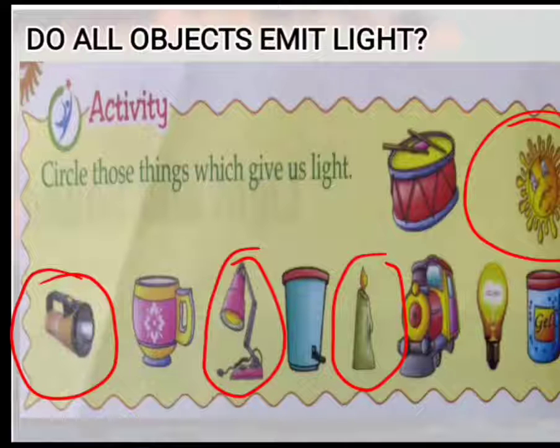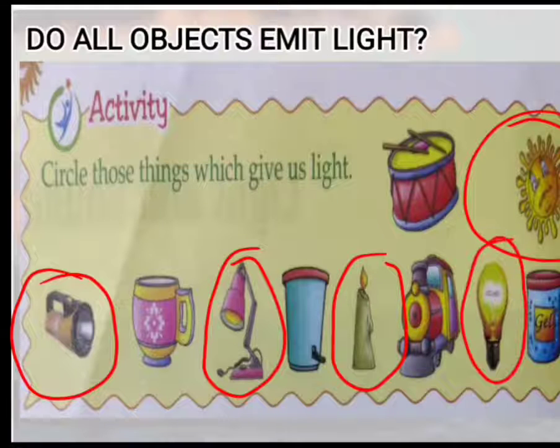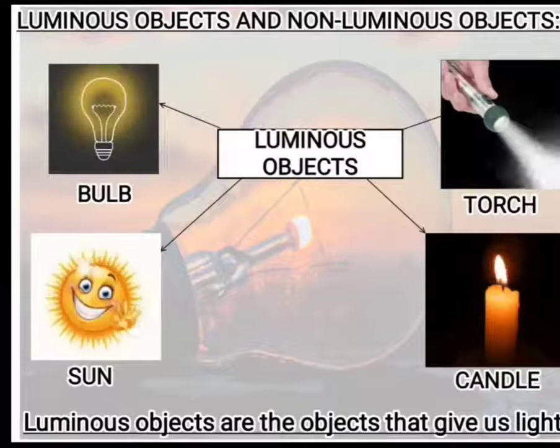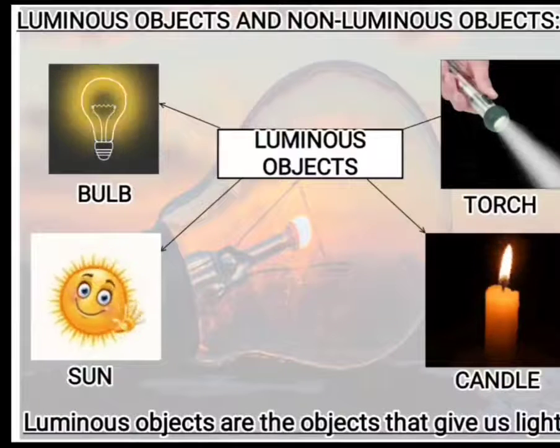Moving to the next, bulb. Yes, bulb gives us light. So we will circle the bulb. Now the second is the box. Box never gives us light, so we will not circle it. Now we have come to know that there are few objects which give us light and few objects which do not give us light. Moving to the next slide, let's see what is there.